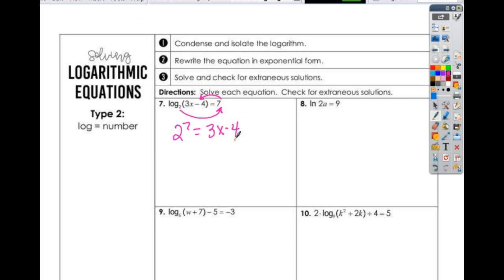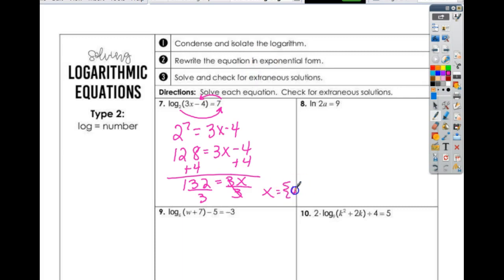Use that handy dandy new calculator. What is 2 to the 7th power? 128? So x is 44.